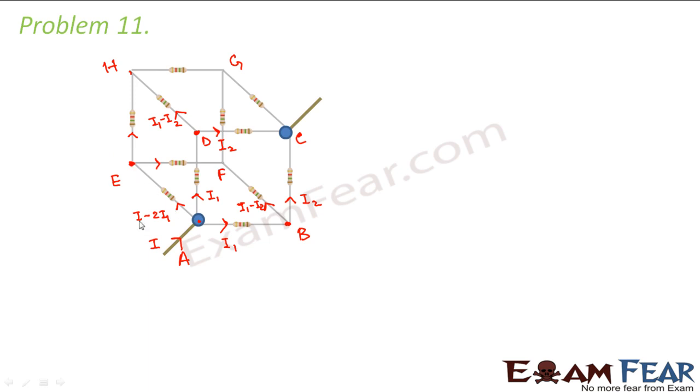So what was the total current? It was I minus 2I1. So I minus 2I1 divided by 2 along this path. Similarly, I minus 2I1 divided by 2 along this path. So this reaches here and this reaches here. Now once this reaches here, I1 minus I2 is coming from here. So that means I minus 2I1 by 2.